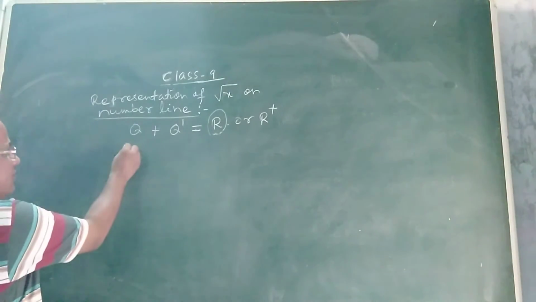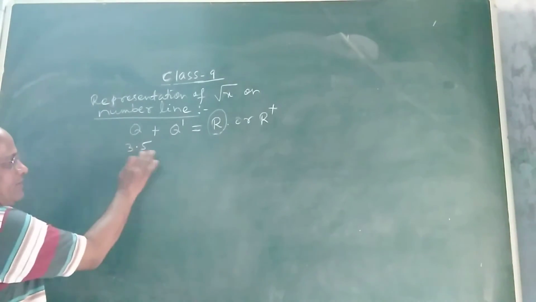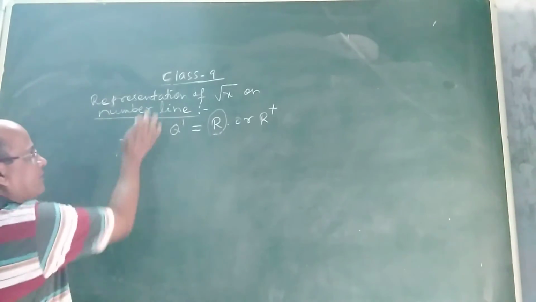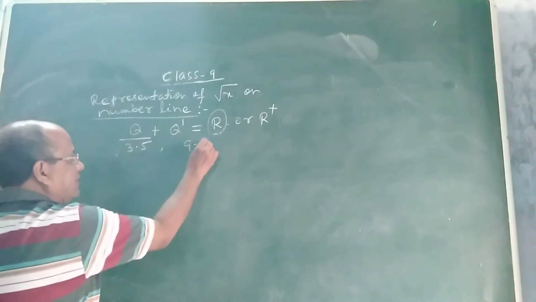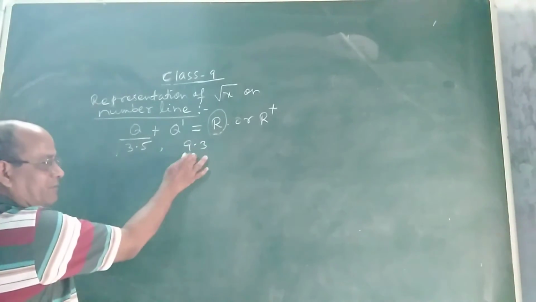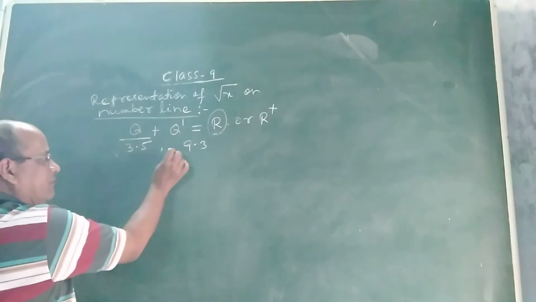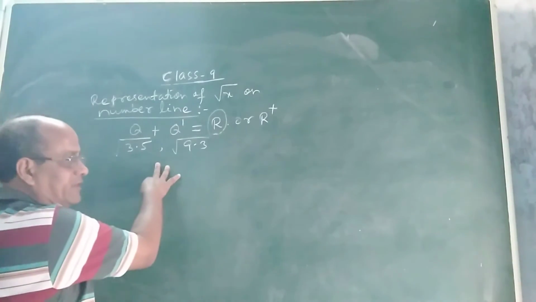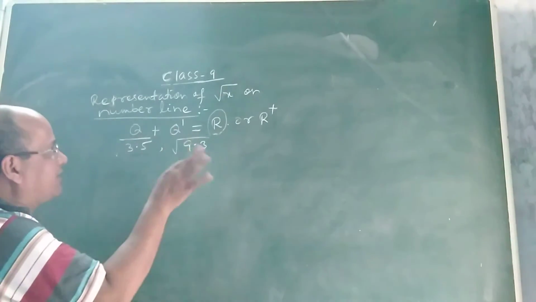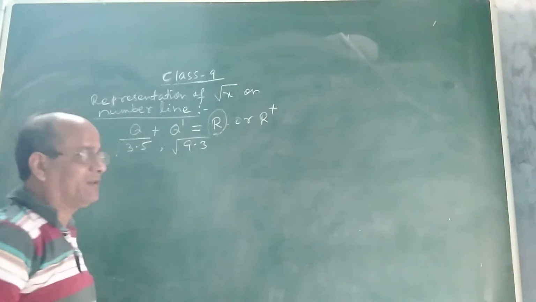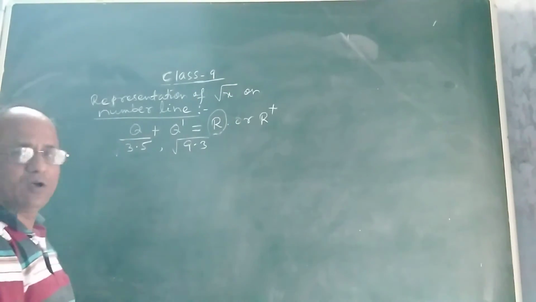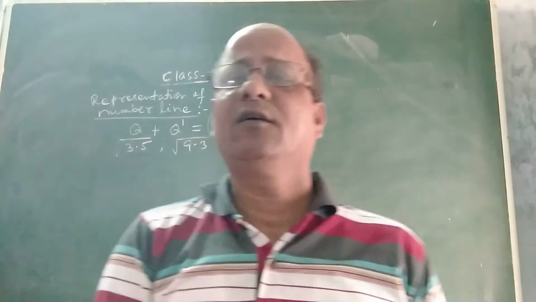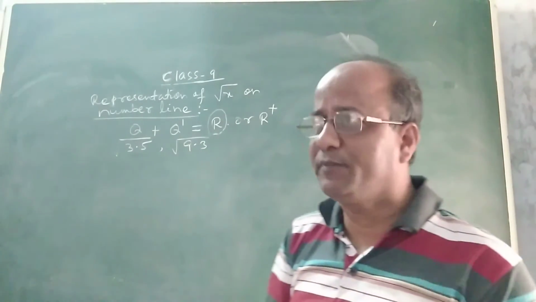Okay, now I am giving one example. 3.5. Is it a positive rational number or not? Yes. Now, how to represent the square root of 3.5 on the number line? Similarly, suppose 9.3, it is a decimal number, it is a real number, and it is a positive real number. Now, how to represent the square root of 9.3 on the number line? What is the process? That means if x is any positive real number, how to represent its square root on the number line? What is the process? Let me discuss.